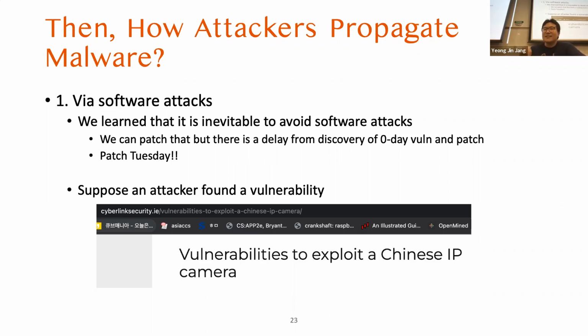So I will explain the scenario where the attackers want to mass exploit a certain IP camera. The attacker just searches on the internet. Suppose the attacker doesn't know how to develop a zero-day exploit. Then they just search the internet, and they can find this kind of information. And the attacker's main target is someone who did not patch on time.